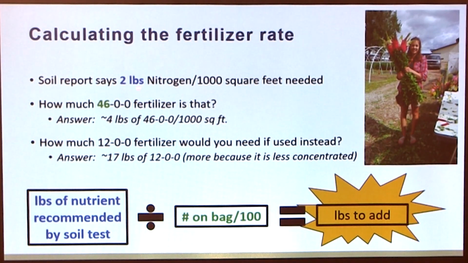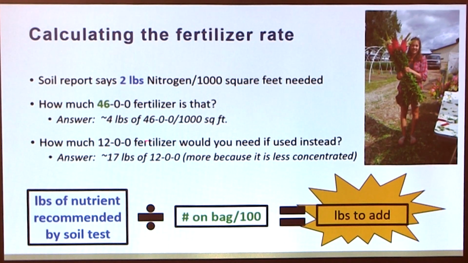So if it says you need 2 pounds of nitrogen per 1,000 square feet, say you're a conventional farmer and you're using urea, so 46-0-0, the first number is the nitrogen, you just divide it by 100. So it's in a decimal form and it's 2 divided by 0.46, and you need about 4 pounds to add to 1,000 square feet. If your bed is smaller, then you would add less of that.